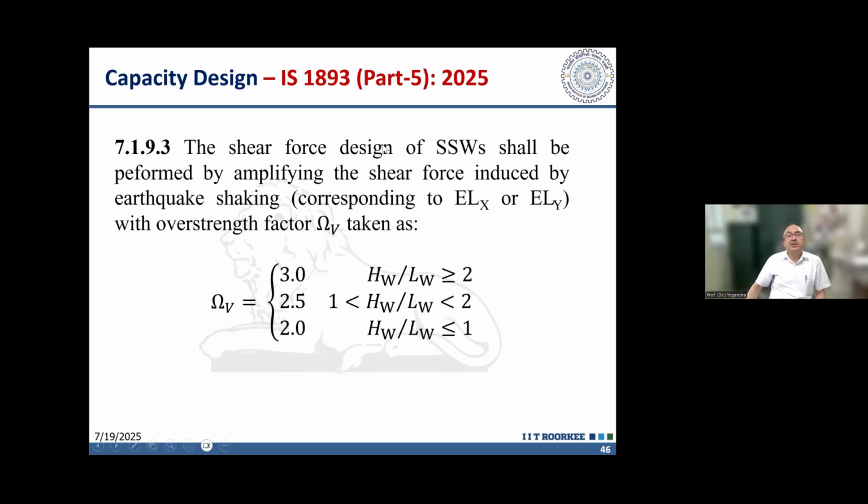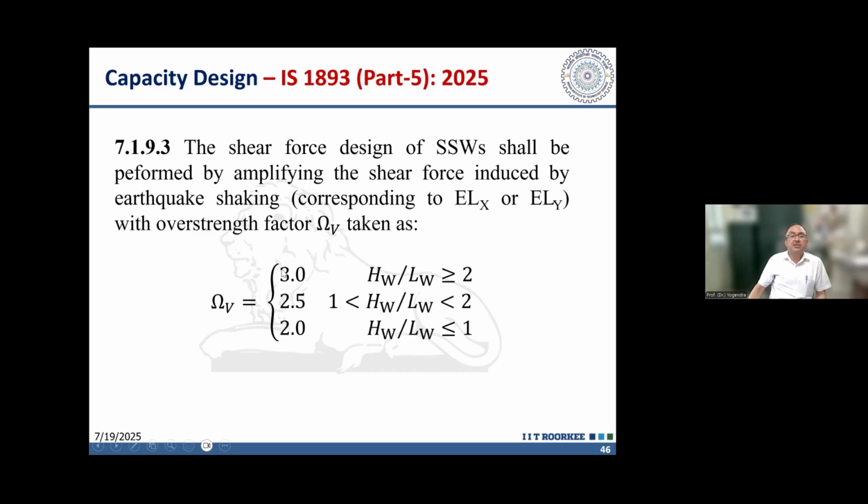The main issue is in the shear wall. In case of shear wall, an overstrength factor of 3 is provided if it is a slender wall. So when the height of the wall to length of the wall ratio is greater than 2, that is, if it is slender, then this overstrength factor is 3. You can compare it with ACI 318, where the upper limit on the shear overstrength factor was 3.